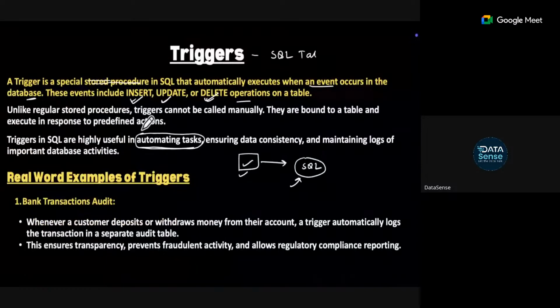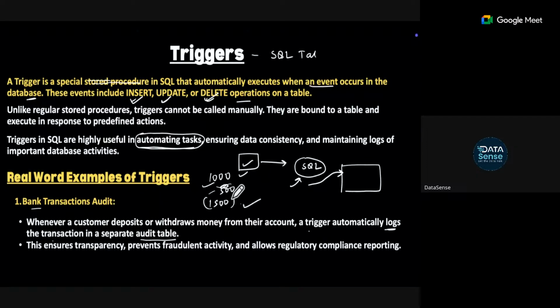I've written down a few real world examples. Let's read them out. First is bank transaction audit. You go to banks, right? Whenever you deposit or withdraw money from your account, your balance gets updated. Suppose your balance is 1000 rupees, you add 500, your balance becomes 1500. In every company there is an audit team which keeps tracking what is happening with your database. The moment there is any change, that change will go into their databases. So whenever a customer deposits or withdraws money, a trigger automatically logs it, meaning it will store that transaction in a separate audit table.